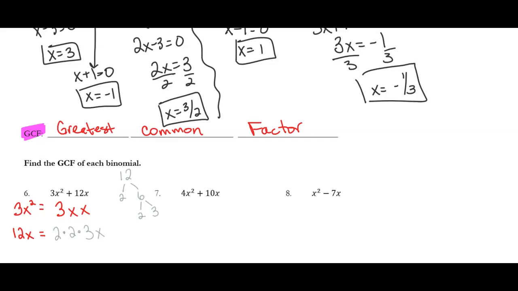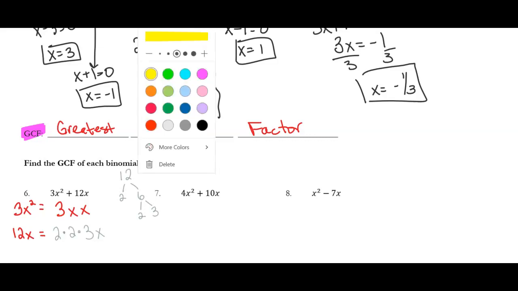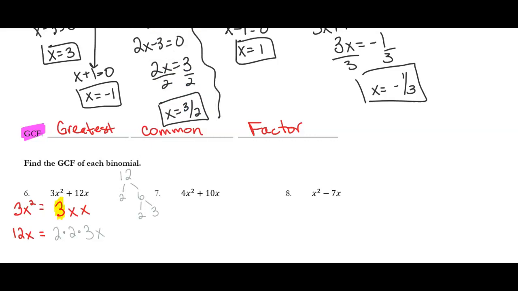All right, what I do now is I look to see what both of them have. Okay, so they both have a 3, and they both have an x. The top one has another x, but the bottom one doesn't have an x, so I can't count that. The bottom one has 2's, but the top one doesn't, so I can't count that. So the GCF is what I highlighted, is just 3x.